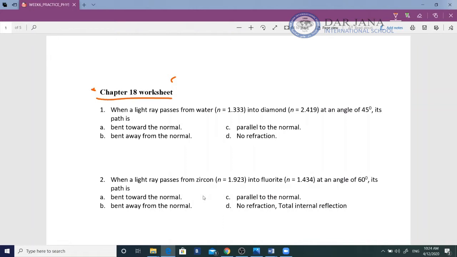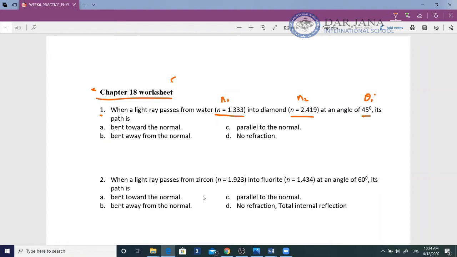Today we'll be doing a revision worksheet for chapter 18, which is about refraction and lenses. So let's start with number 1. A light ray passes from water, so that's N1, to diamond, N2, at an angle of 45, so that's theta incident, the angle of incidence. Is its path bent towards the normal, parallel to the normal, or bent away from the normal?